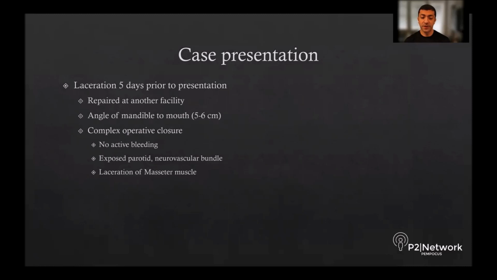They report upon further questioning that the patient had an injury in the same area 5 days ago. He was at a party and sustained a large deep laceration in that area. That was repaired at a different facility. It was reported that the laceration was 5 to 6 centimeters going from the angle of the mandible towards the mouth. It required operative closure with plastic surgery, and upon exploration, there was no active bleeding. The parotid gland was exposed, and the neurovascular bundle was intact. And it was noted that there was laceration of the masseter muscle.